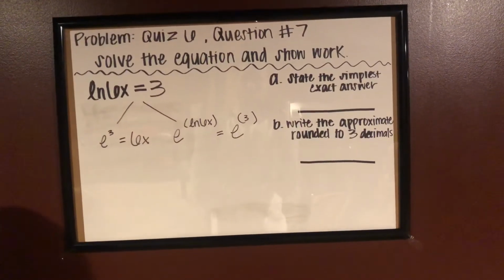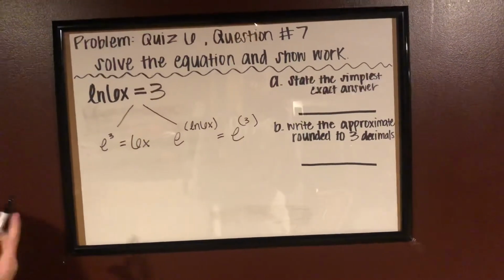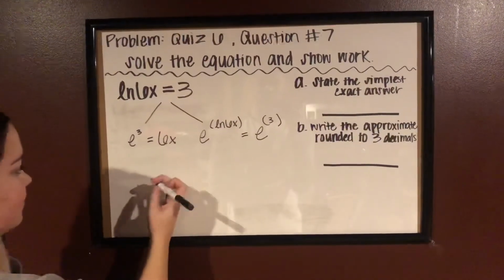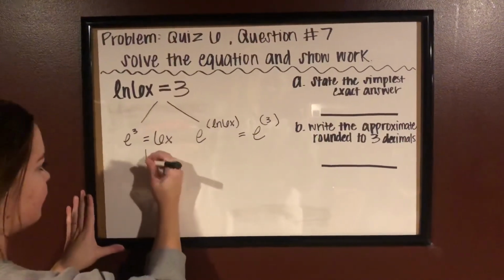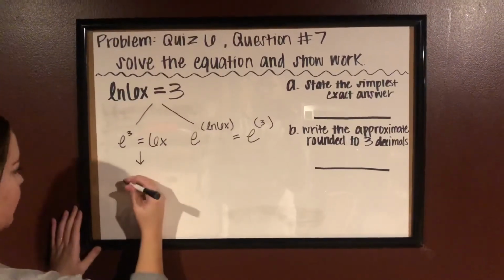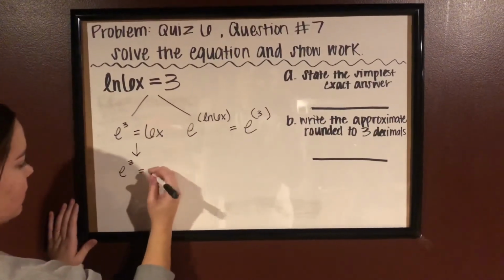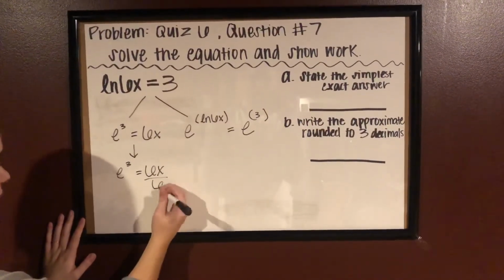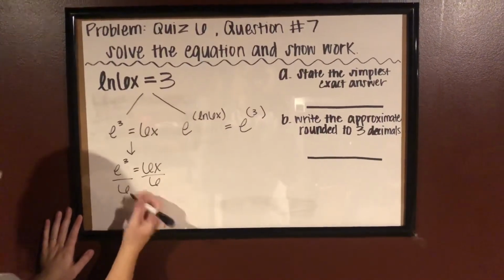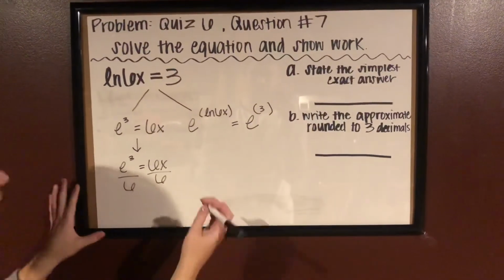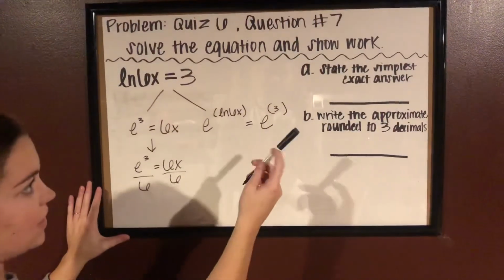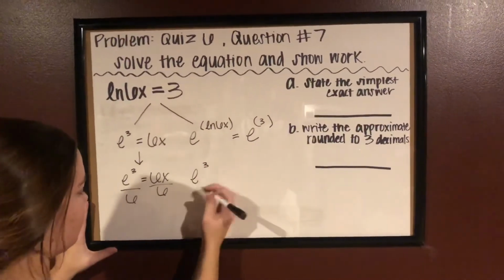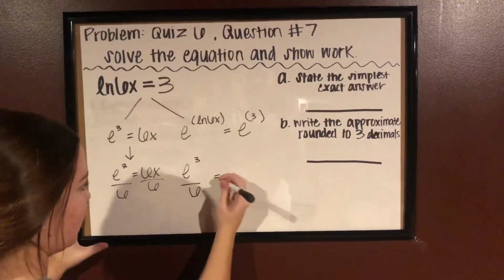And then now you pick one, so I'm going to end up doing this one because it's easier for me. So e to the third equals 6x, and you have to solve for x, so you divide by 6, and you divide this by 6, and then the final answer, or the simplest exact answer, would be e to the third over 6 is equal to x.